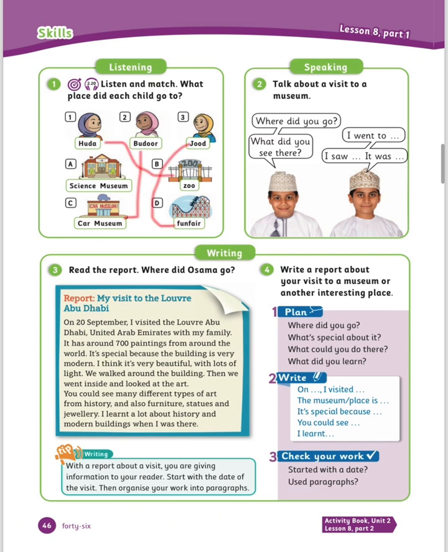Now, let's see the answers. Number 1, match with B. Number 2, matches with C. Number 3, matches with D. Exercise number 2. Talk about a visit to a museum. Watch the kids and see the boxes about the examples they talked about.